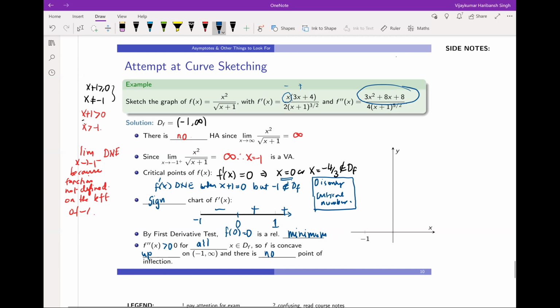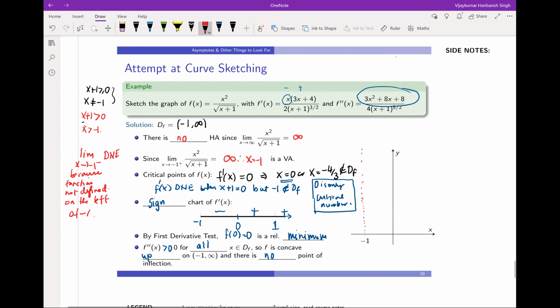So now let's draw the graph. So first things first, at x equals minus 1, we have a vertical asymptote. Now from 0 to minus 1, the function is decreasing. Near minus 1, look at the sign. As x goes to minus 1 plus, the limit is infinity. That means the vertical asymptote. So because of that, the graph will be of the following form. Until 0, it is decreasing, right? And the shape is concave up.